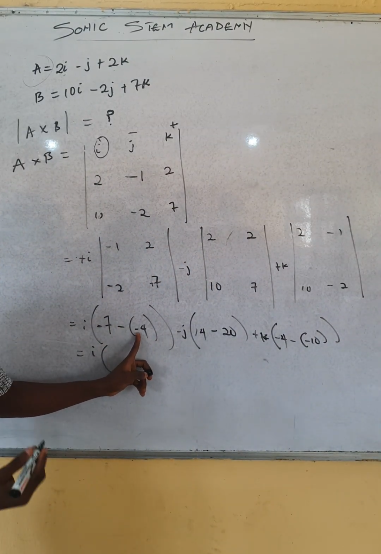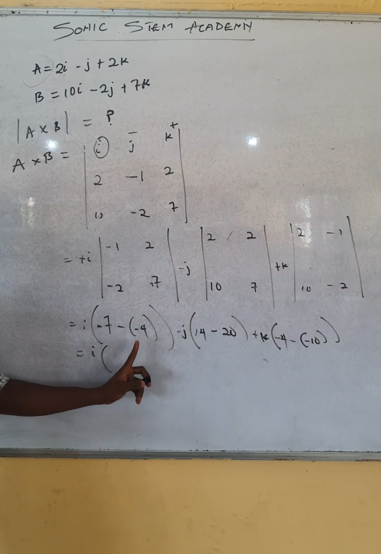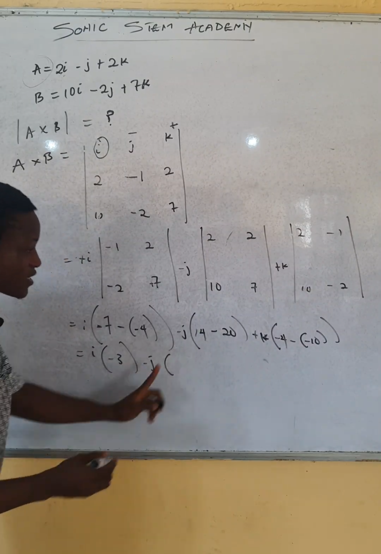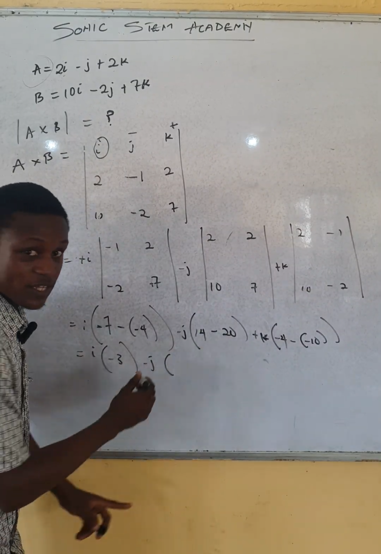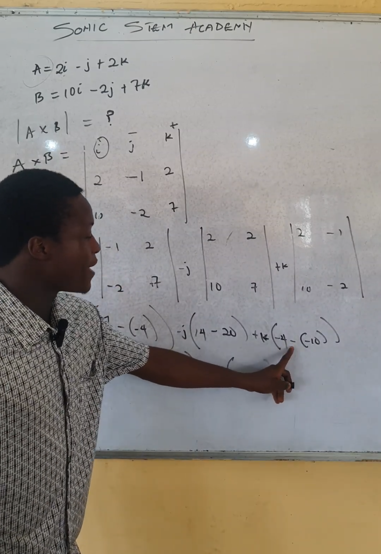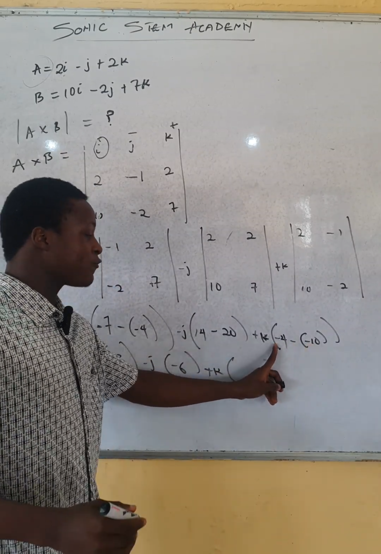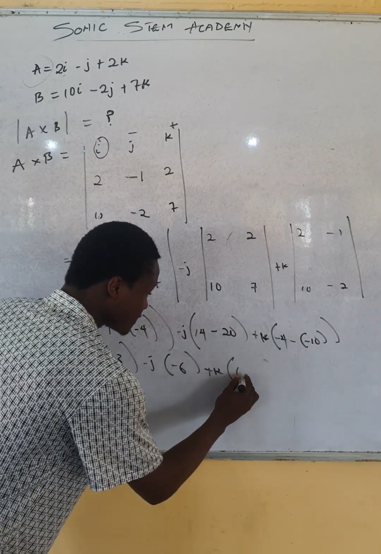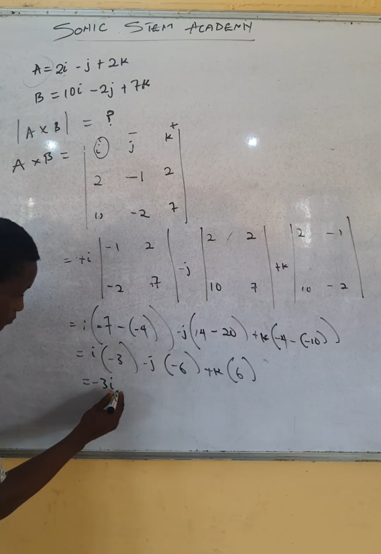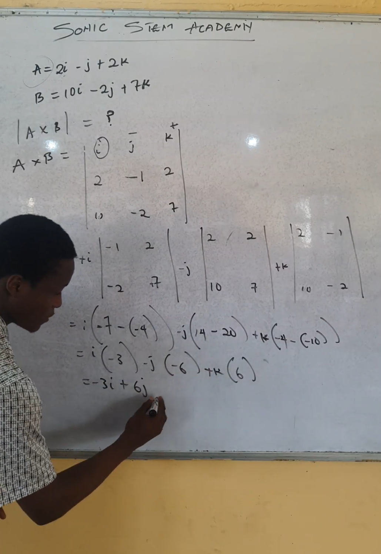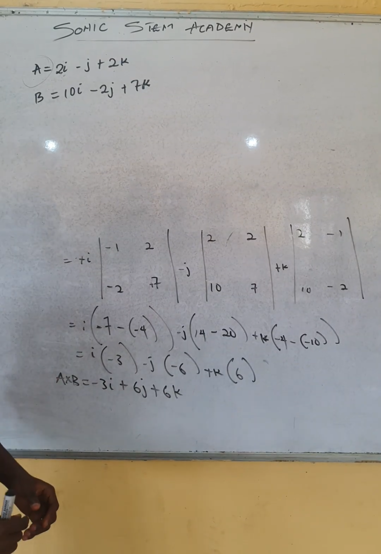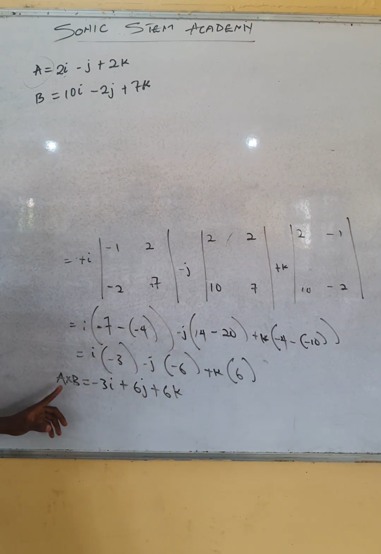So I'll be having I into bracket. Minus times minus here is plus. So I'll be having minus 7 plus 4, which is minus 3. Then minus J into bracket, 14 minus 20 is minus 6. Plus K into bracket, minus 4 minus times minus here is plus, so minus 4 plus 10 is plus 6. Now open this bracket, I'll be having minus 3i plus 6j plus 6k. That is my cross product of the two vectors. Now we've gotten the cross product of A and B.